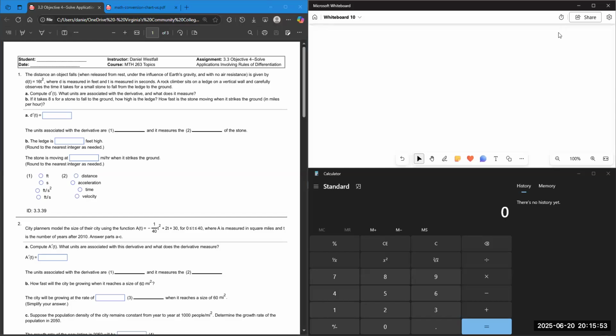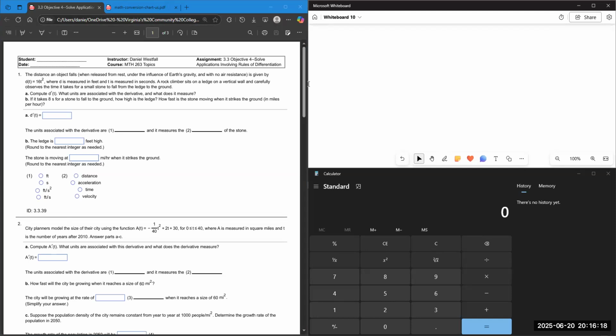Right, in this video, we're going to talk about 3.3 Objective 4, where we solve applications involving rules of differentiation. I've got a conversion table ready for one of these problems in a minute. So that's what this is. And we have our calculator and our whiteboard ready to work out some of these application problems.